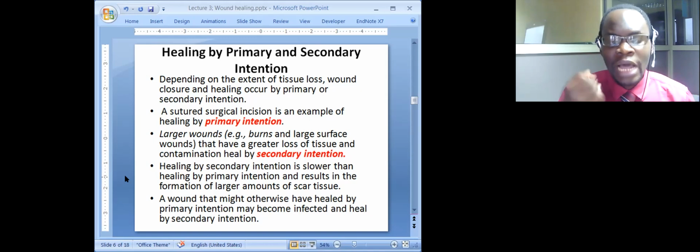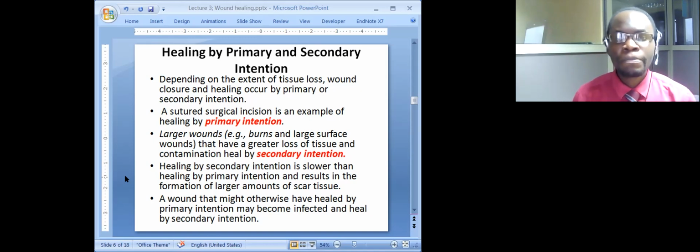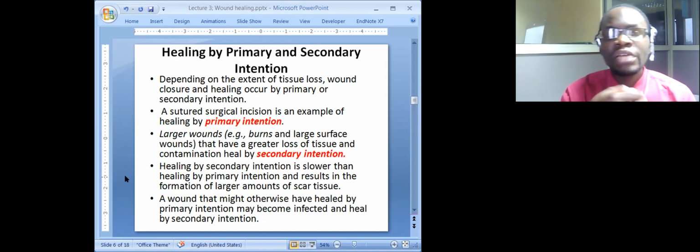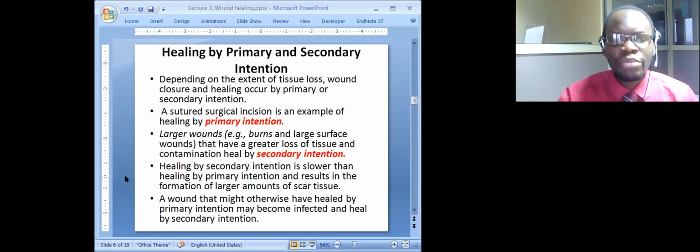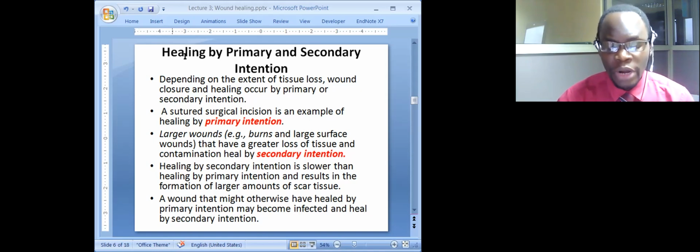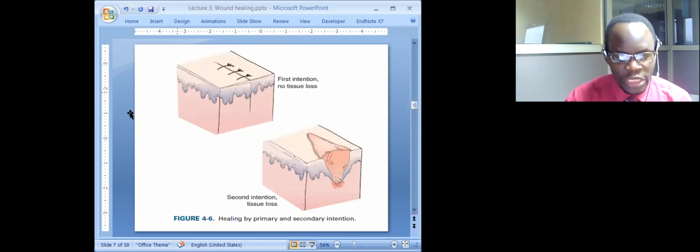Yeah, so that is how a wound can heal by primary intention. On the other hand, if a wound is infected, if there is too much tissue loss, or maybe the wound has a lot of debris in it, then it is liable not to heal by primary intention, but instead heal by secondary intention. So this is what we are saying.